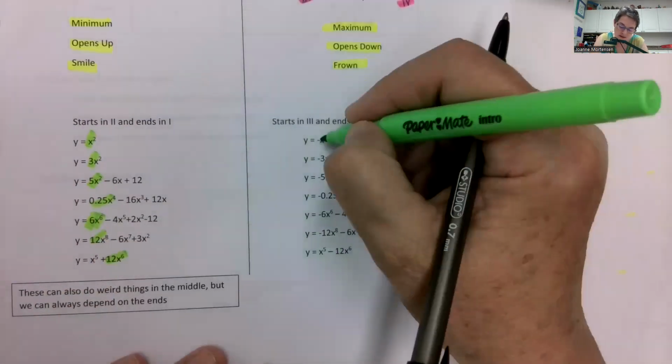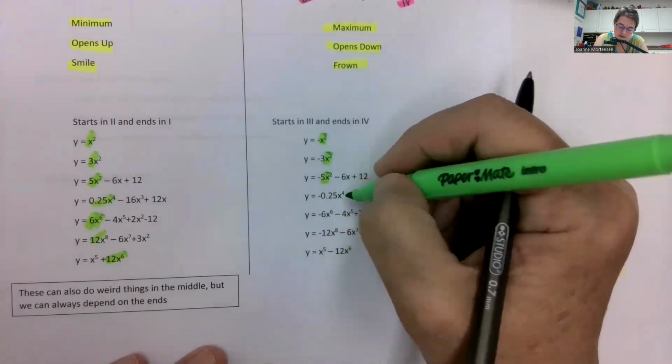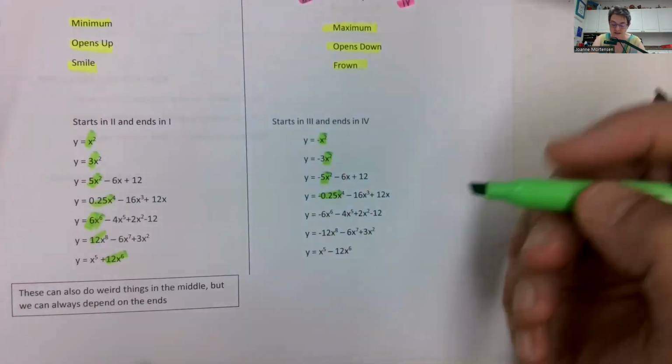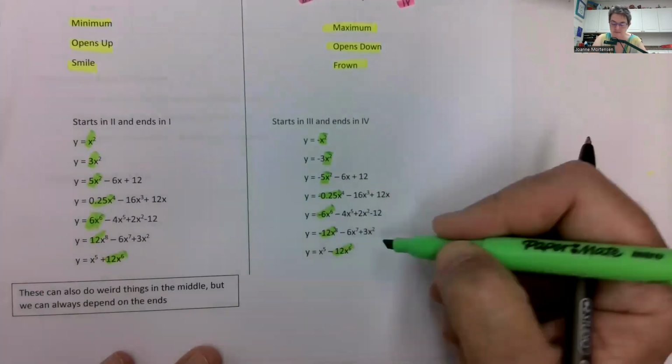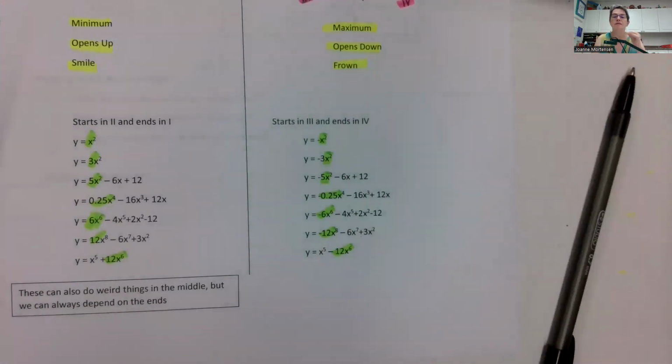I'll do the same thing here. Oh, it looks like it's the same set of equations. So one side's negative, one side's positive. So all of those are even numbers. And again, they can do weird things in the middle, but we can always figure out where the ends are going to be. So I'm going to do what I did last time.